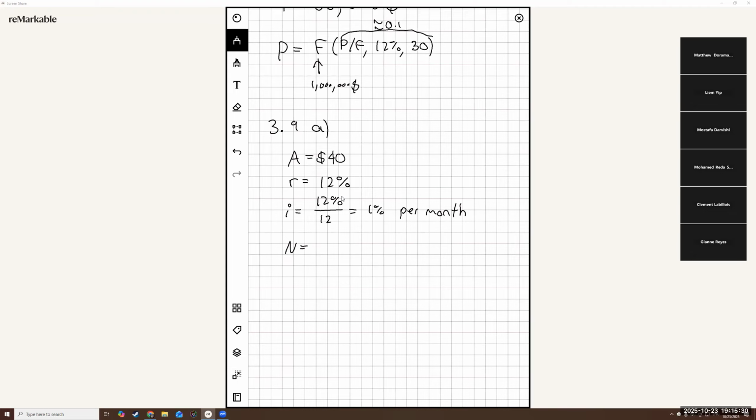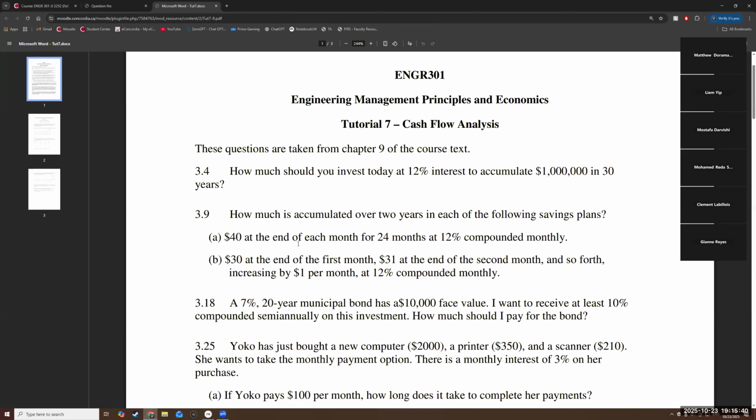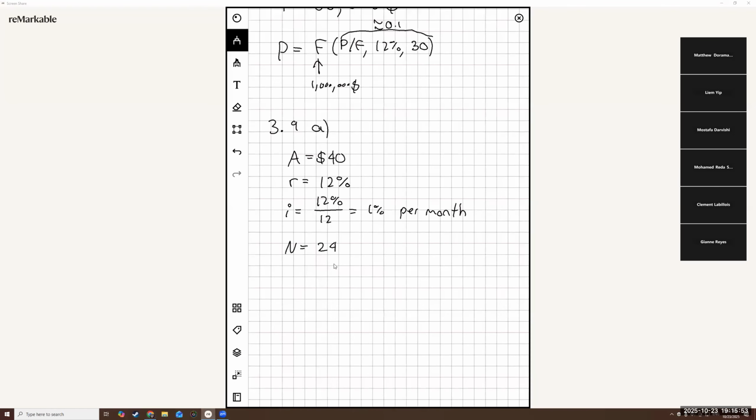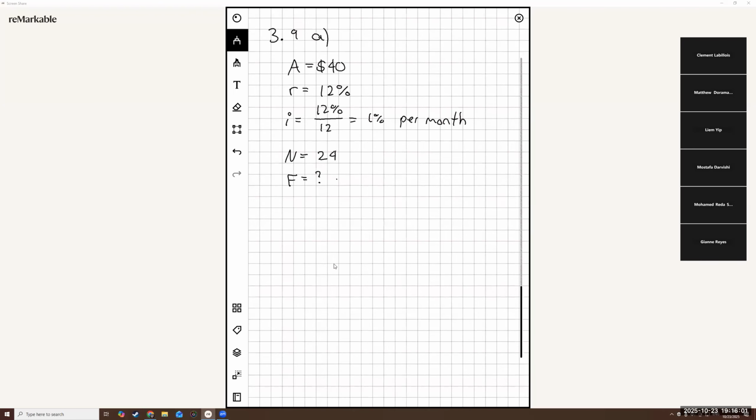And we have 24 months, so that is 24 periods. Okay, now let's see what the question is asking. It wants to know how much is accumulated over 2 years. That sounds like a future value, right? That sounds like 2 years in the future, how much do you have? So the value we are looking for here that we do not have is F. Okay, we need an F value and we have an A value.